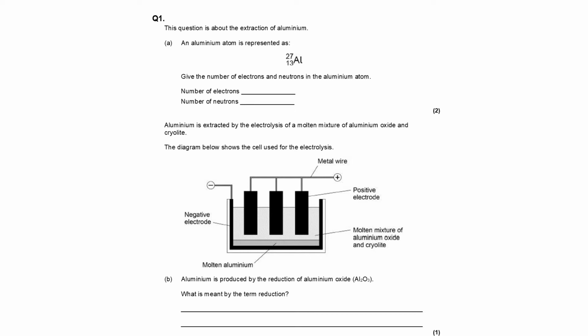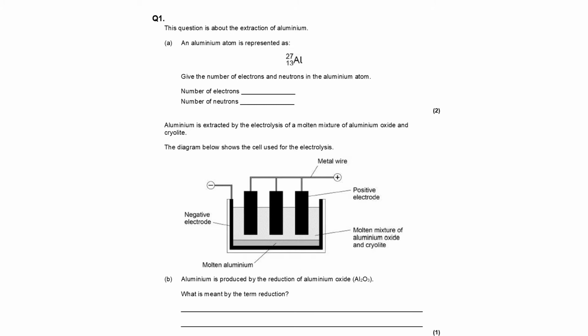Right, next part says aluminium is extracted by the electrolysis of a molten mixture of aluminium oxide and cryolite. So straight away, there's a lot of keywords here. We're talking about extraction, we're talking about electrolysis, we're talking about molten rather than aqueous mixture, and they've mentioned something called cryolite. So if you're familiar with the aluminium oxide electrolysis, this should not be a surprise.